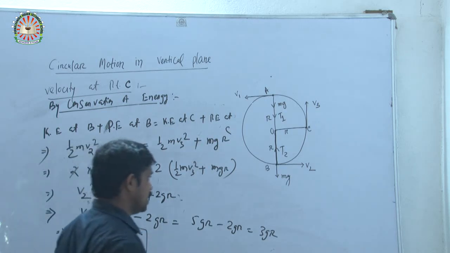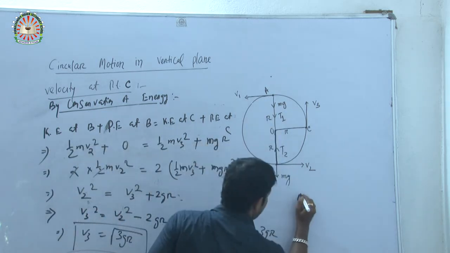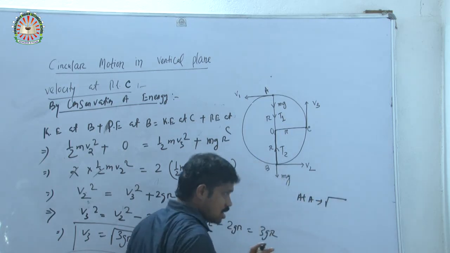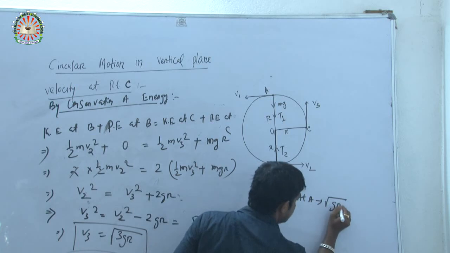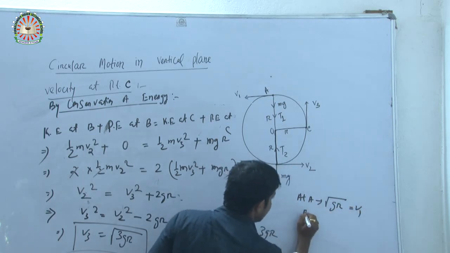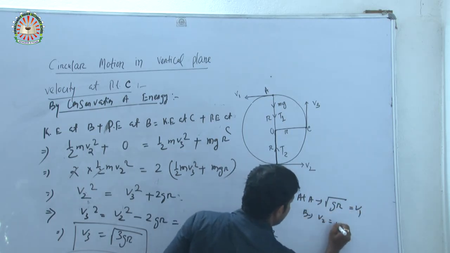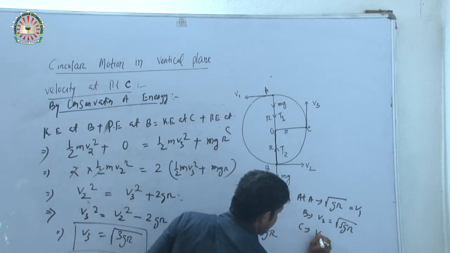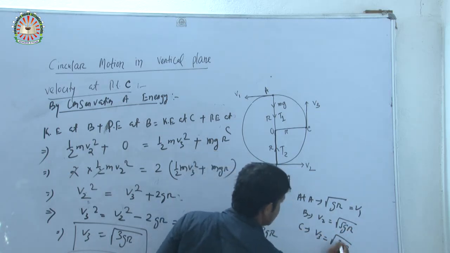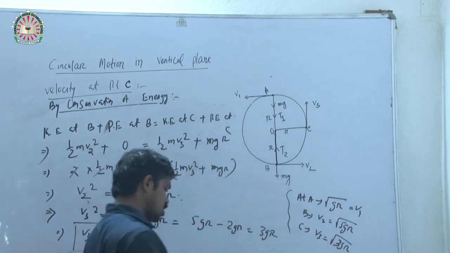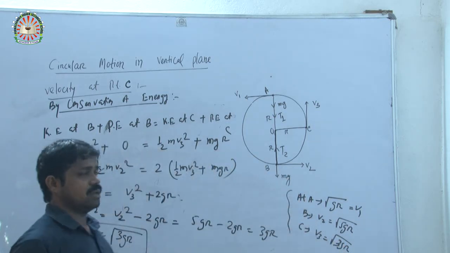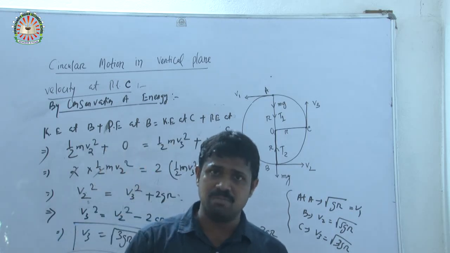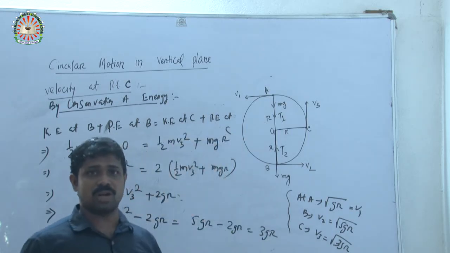Clear? So listen very carefully. At point A, you will get how much value? Root over gr is equal to v1. At point B, you will get v2 is equal to root over 5gr, and at the mid position you will get v3 is equal to root over 3gr. So these are the conclusions. These are very important from the competition exam point of view, from the JEE. So this derivation is very important.